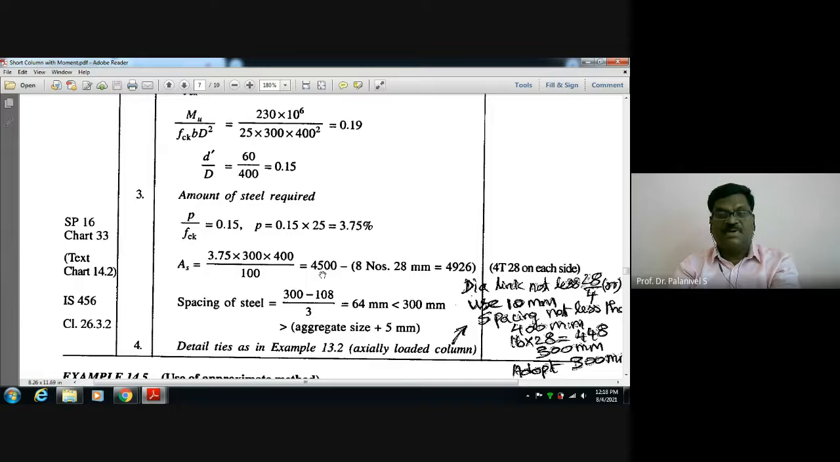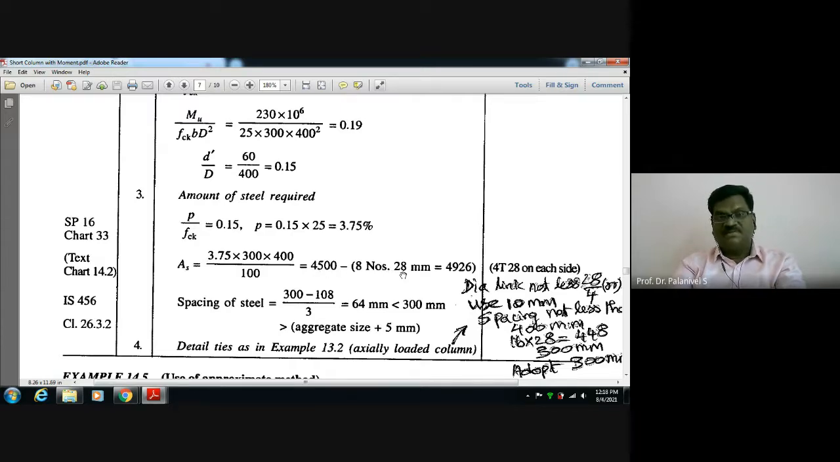It may be possible to accommodate, but the clear spacing between the bars should not be less than, hope you remember the code provision, the nominal size of aggregate used in concrete plus 5 mm. The maximum nominal size of aggregate used in concrete is 20 mm, plus 5 mm, that is 25 mm. So the spacing between the bars should not be less than 25 mm. Keeping all these things in mind, you have to decide what diameter bar to use. Finally, we found 28 mm dia bar. If I use it, totally 8 bars are required, 4 bars this side and 4 bars that side I can provide. So the author has decided.